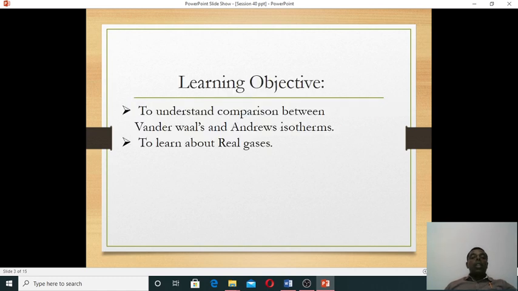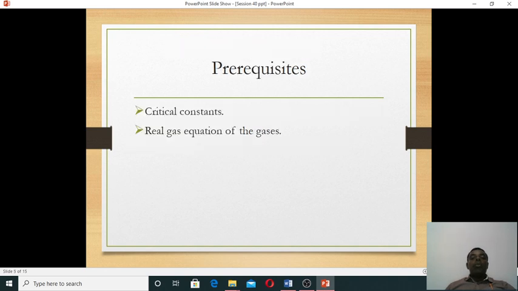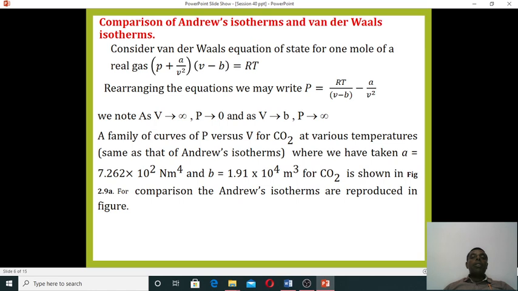As we know, van der Waals derived a theoretical equation for real gases, and Andrews derived experimental isotherms for carbon dioxide. So one is a theoretical expression for real gases, and the other is an experiment conducted on real gases. Let me see how they concluded. So, the comparison of Andrews isotherms and van der Waals isotherms.